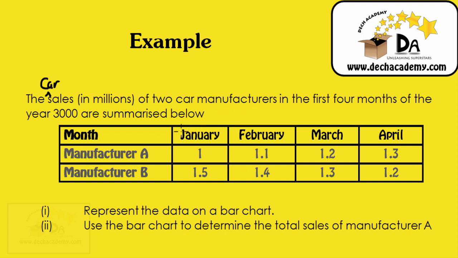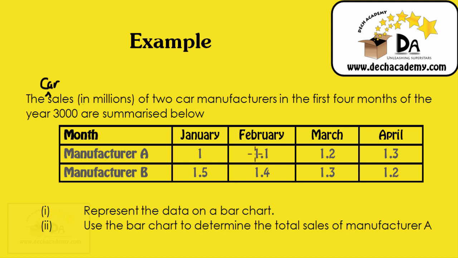In the first row, we have months: January, February, March, and April. In the second row, I have the number of cars sold by manufacturer A. In the third row, we have the number of cars sold by manufacturer B. So manufacturer A is the first car manufacturer, and manufacturer B is the second car manufacturer. By saying that car sales are in millions, 1 here means that manufacturer A sold 1 million cars in January.